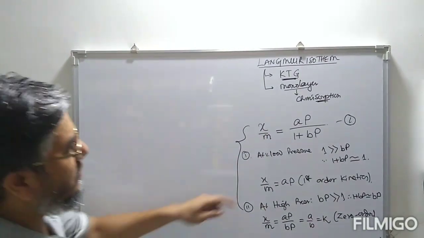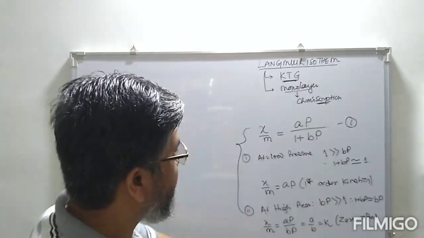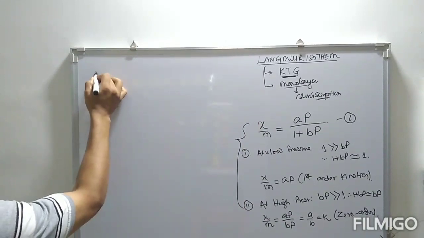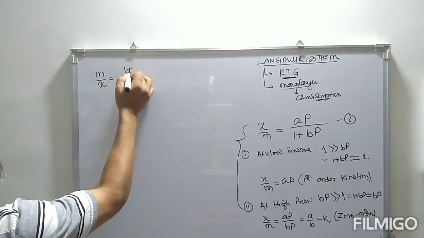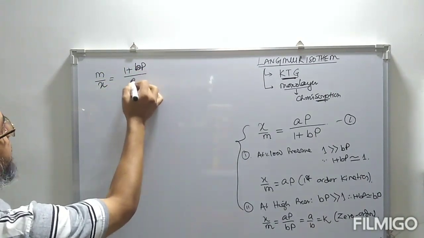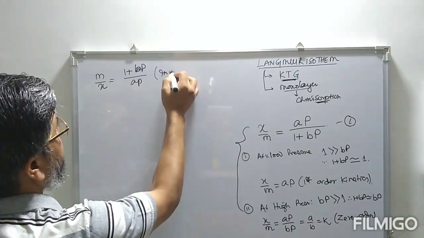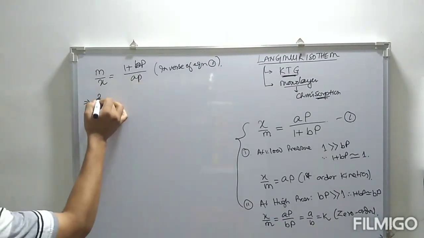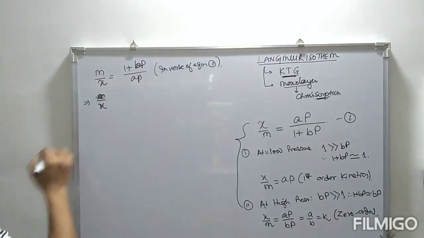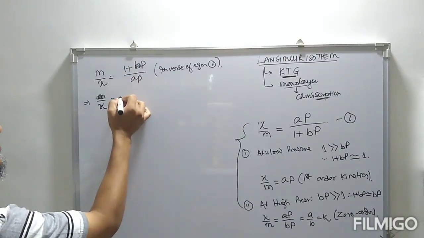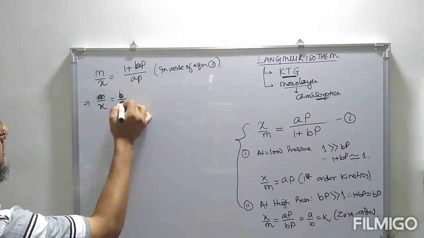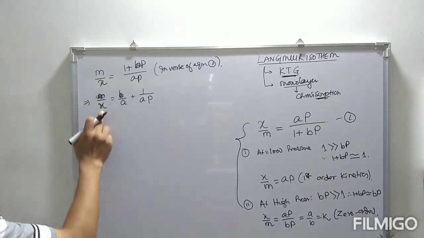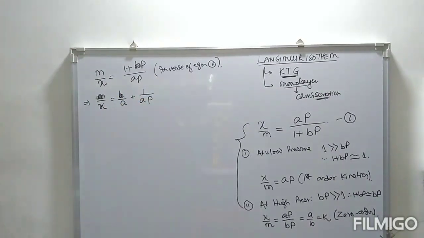Now, to find the value of a and b, we'll just modify this equation. We have looked at this equation 1. Take the inverse of equation 1. We have m by x is equal to 1 plus bP divided by aP, taking the inverse of equation 1. So this is m by x is equal to b by a plus 1 by aP. Now we have m by x is equal to b by a plus 1 by aP.